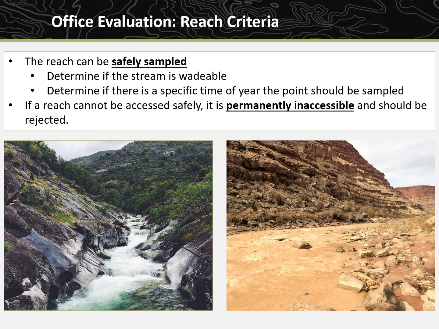For example, the river in the photo on the left may be classified as permanently inaccessible because it is neither wadable nor boatable and likely will always be at dangerous flow levels. In contrast, the river in the photo on the right may be high due to a flash flooding event and should be reattempted at a later date.